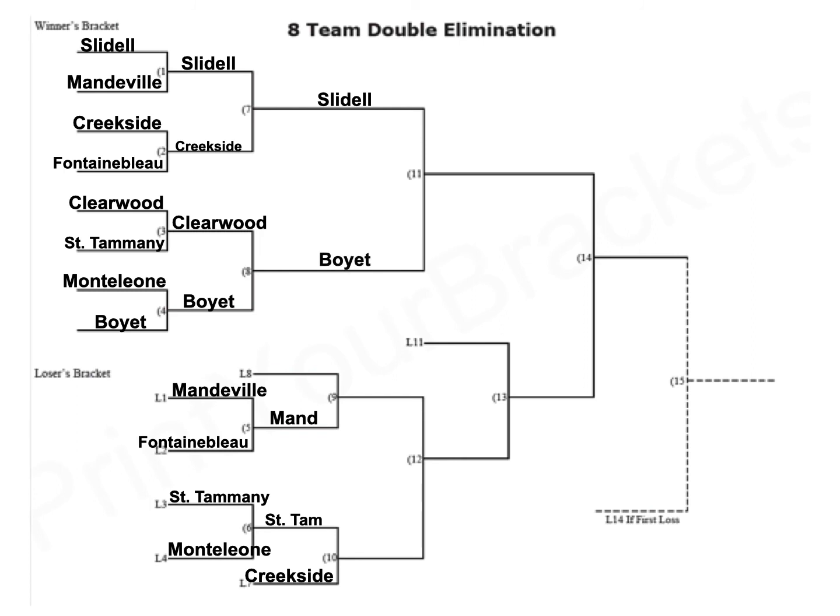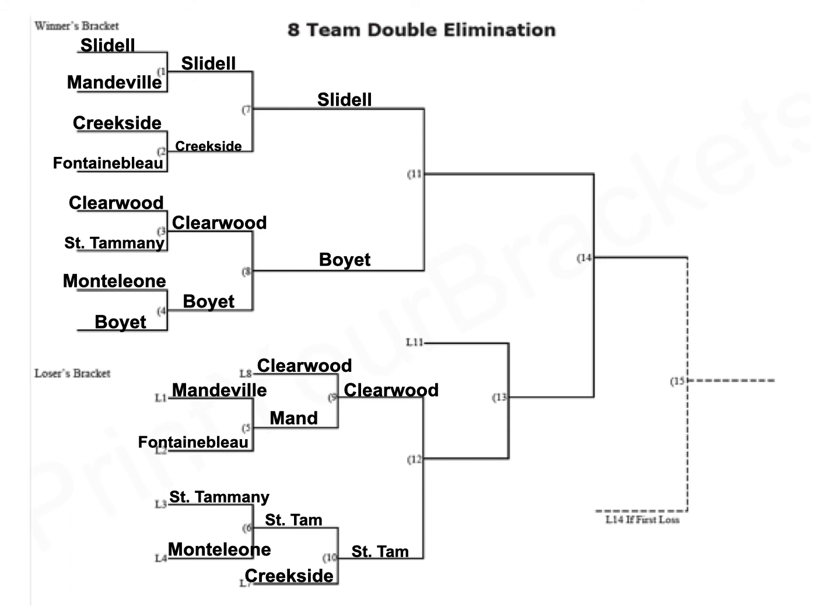Well, Boyette won. Now Clearwood played St. Tammany the first game. If they would go back down to the bottom of that losers bracket, they would play St. Tammany again. But because they're going to flip, Clearwood now will play Mandeville. All right, your losers bracket game, Clearwood wins, Mandeville is out. St. Tammany won, Creekside is now out.